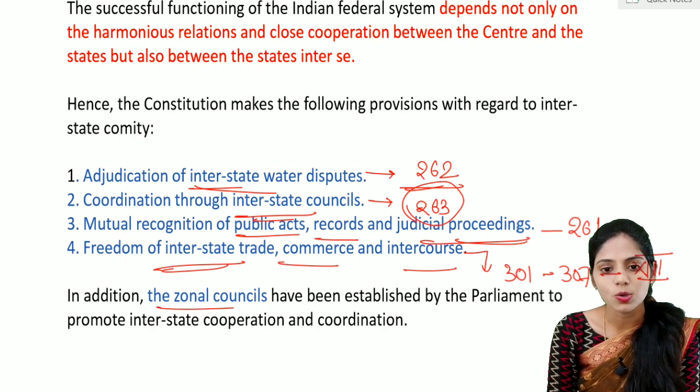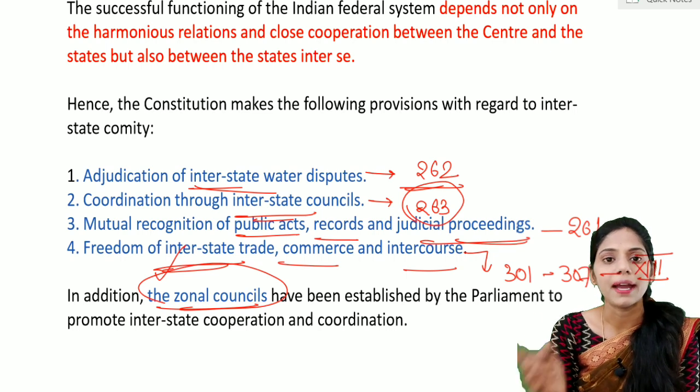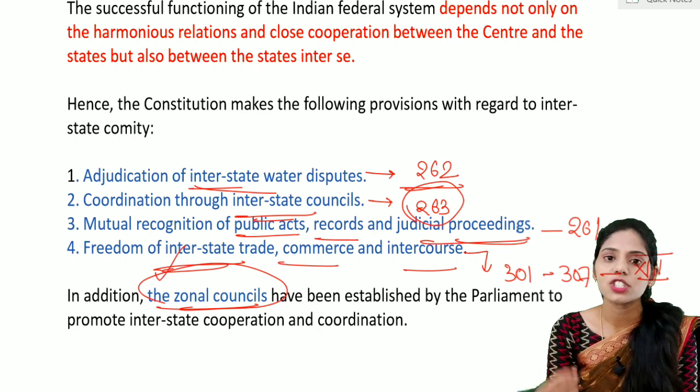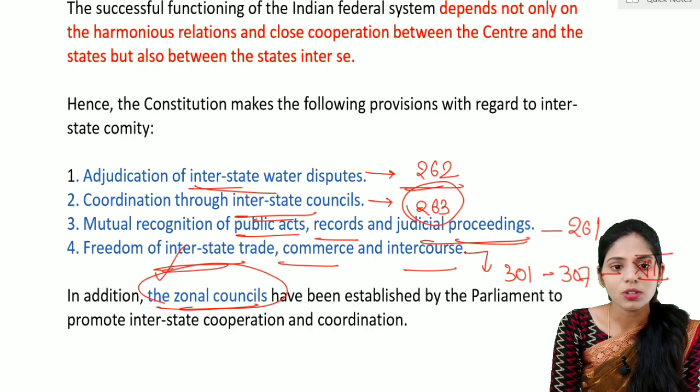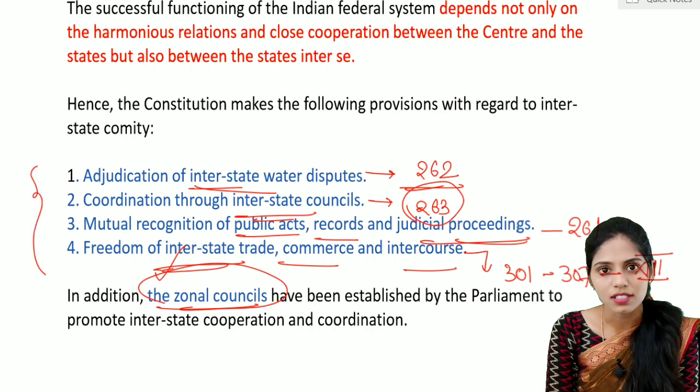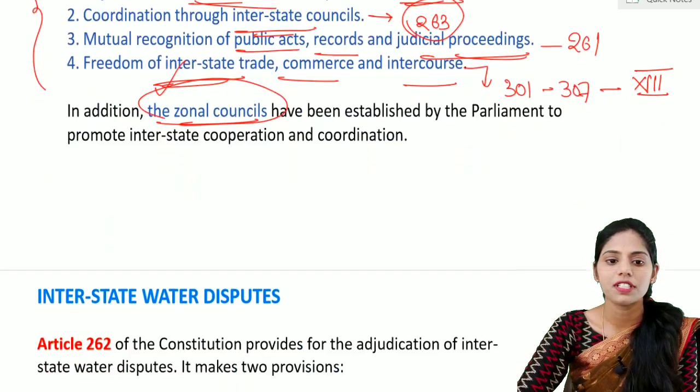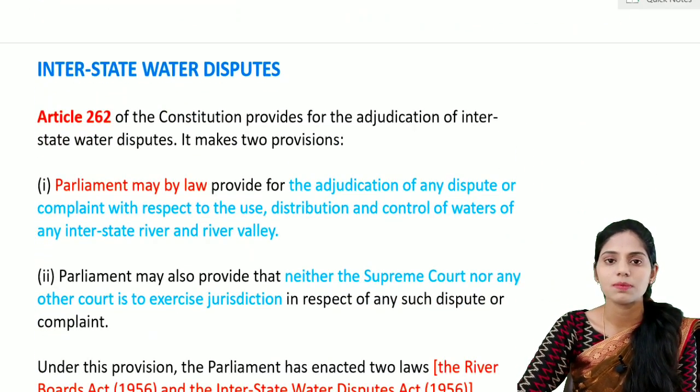And the next one is the zonal councils, and these zonal councils are mainly made by an act of the parliament, and the chairman will be the Union Home Minister. So these are the 5 things we are going to discuss in this lecture. So let us see the first one, that is interstate water disputes.